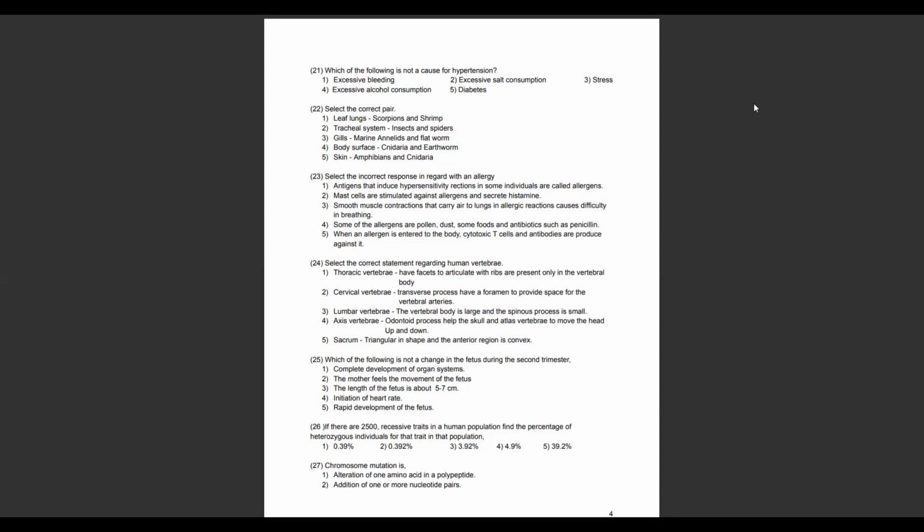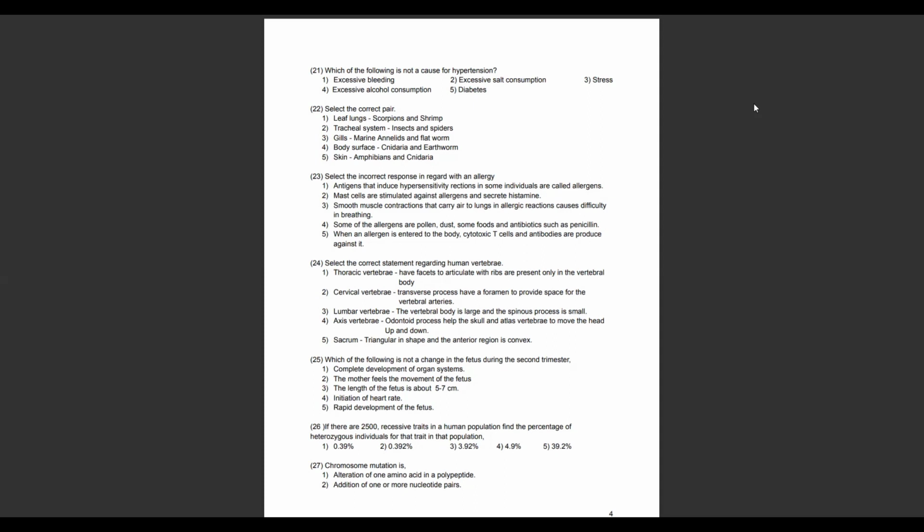Question 27, chromosome mutation, that is from molecular biology. You know, there are 2 types of mutations, gene mutations and chromosome mutations. Now here, alteration of 1 amino acid in a polypeptide. Amino acids are in proteins. Here we are talking about chromosomes and nucleic acids. So we can't take the first one.